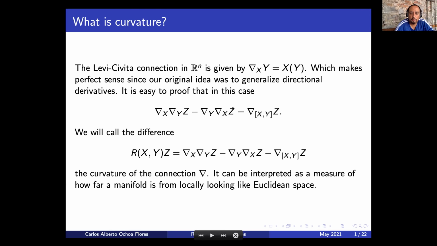So just one question, and by this, do you mean that once it's defined in the whole open set, then for any curve you take, the associated vector field along the curve is parallel? Yeah, exactly. Okay.